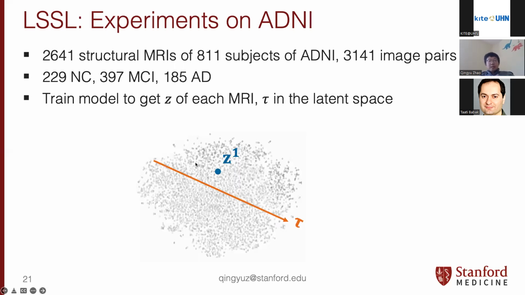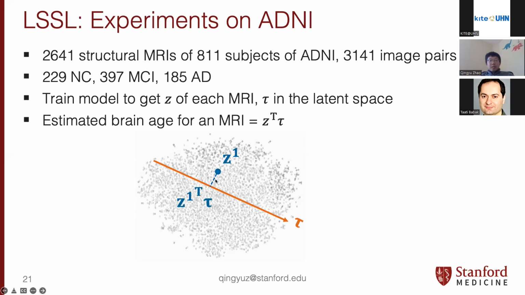And after training the model, we can get all the latent representations of those MRIs. For each MRI, we can project its latent representation onto this direction tau, which is also estimated by the framework. And this projected value, which is a scalar, is then the estimated brain age associated with that MRI. In other words, if this projection point is further along this direction, it means the MRI has a higher brain age, otherwise it has a lower brain age.